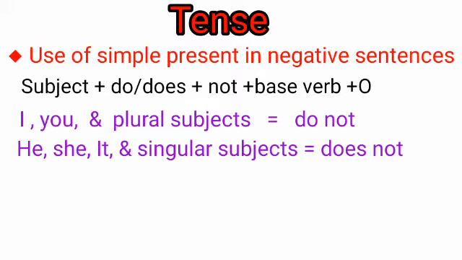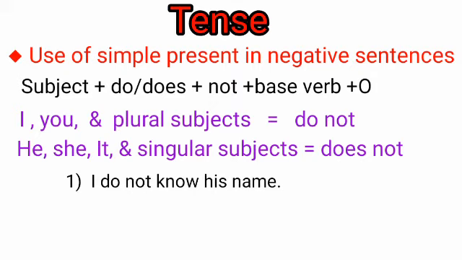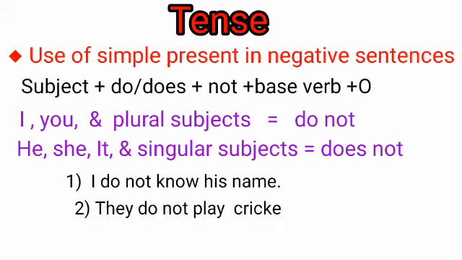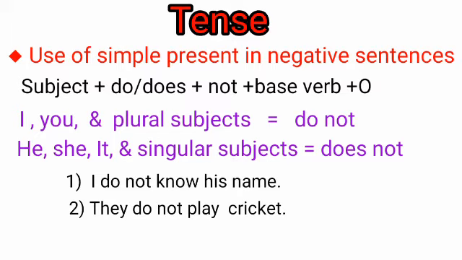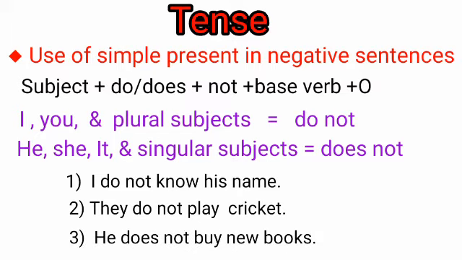Okay, let's have some examples of negative sentences. First example, I do not know his name. Second example, they do not play cricket. And third example, he does not buy new books. Now, as you can see, in the first sentence, the subject is I, and with I we use do not. And after do not, we use know, which is the base form of the verb, and then his name is the object of the sentence.